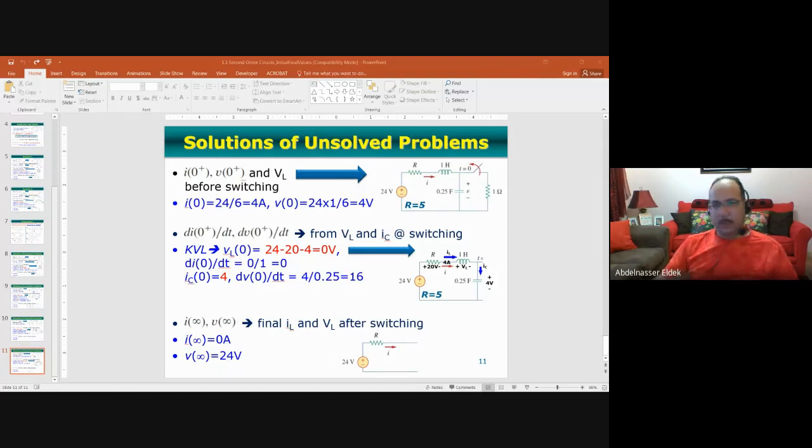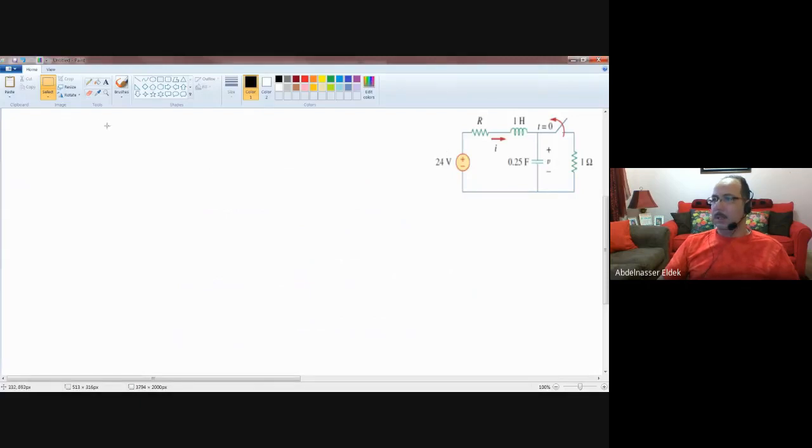This is the last problem in the assignment. So let us take this circuit outside and see how we can calculate the initial conditions. We need to calculate I of 0 and V of 0. So let us first draw the circuit before you change the switch.